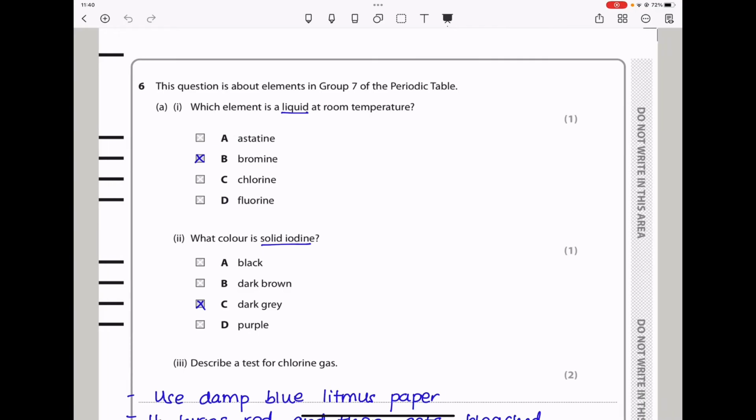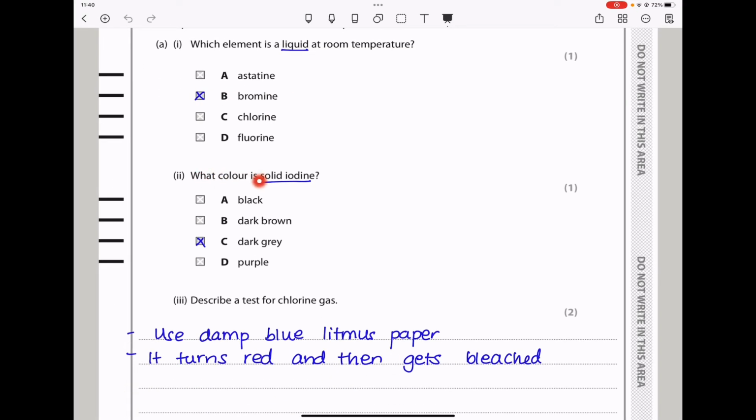Question 6. This question is about elements in group 7 of the periodic table. Part A says, which element is a liquid at room temperature? Now we know bromine is a liquid. This is going to be a solid. That is going to be a gas, and that is a gas, so bromine is a liquid. What color is solid iodine? Solid iodine is dark gray.